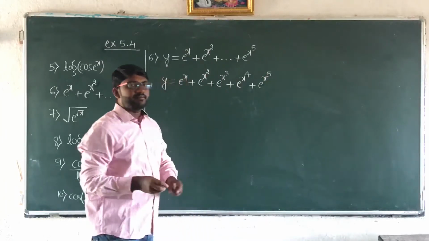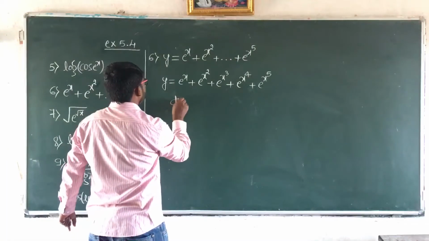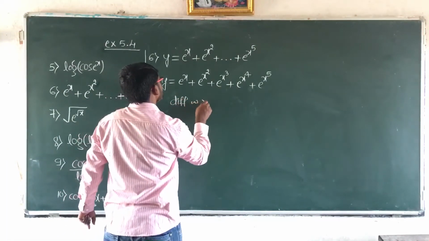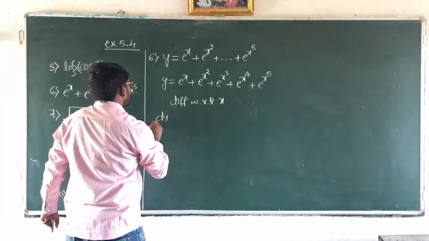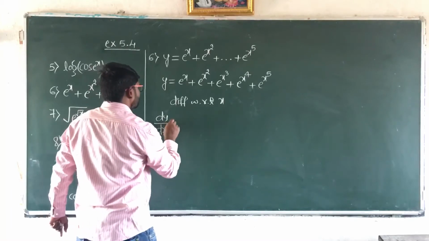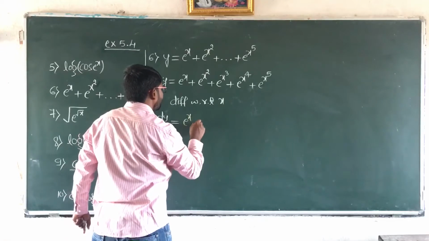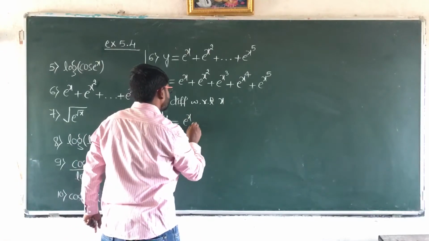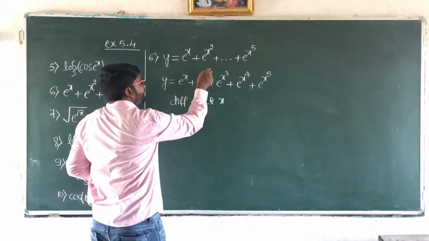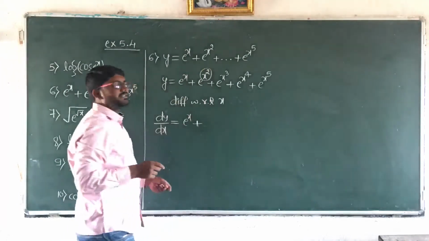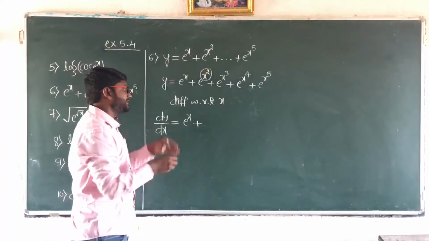So this is the given function. Let us differentiate this particular function here. Differentiate with respect to x. So here dy by dx is equal to, so now e raised to x the derivative is e power x itself plus e power x itself plus now the e power x square. So here consider this as one term. That means it is in the form of e to the power x. What is the derivative of e raised to x? It is e raised to x itself.